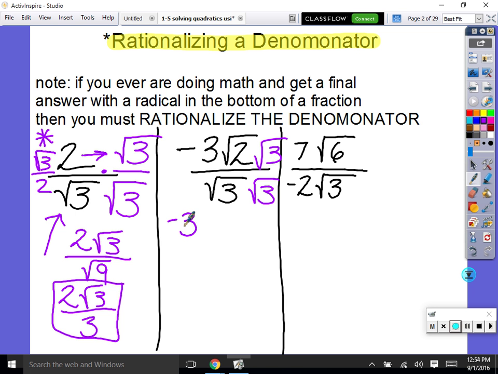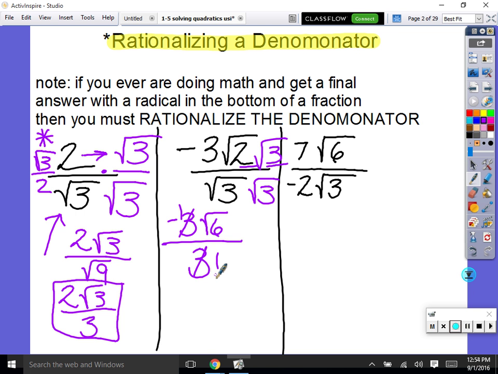So on top, we have negative 3. We can multiply those together because they're both underneath the square root. So we have square root of 6 all over the square root of 9, correct? Which is 3. Now look at your answer. Can that and that divide out? Yes. 3 over 3 divides out to be 1 over 1.